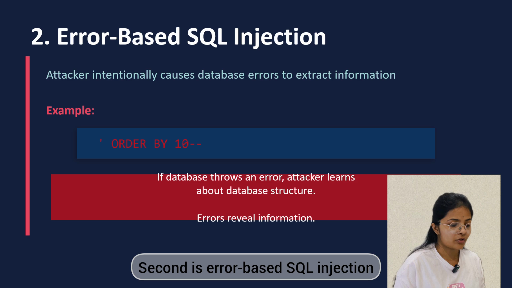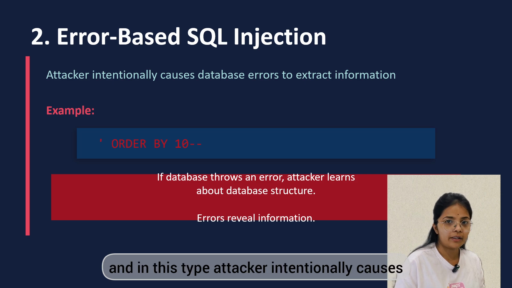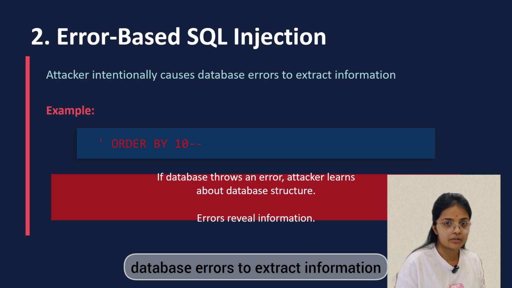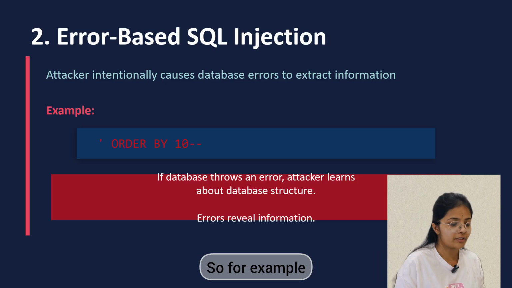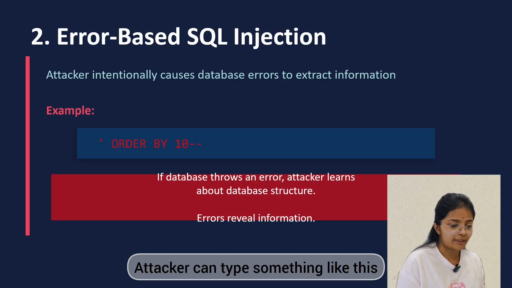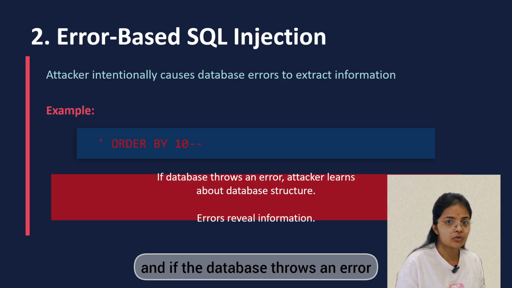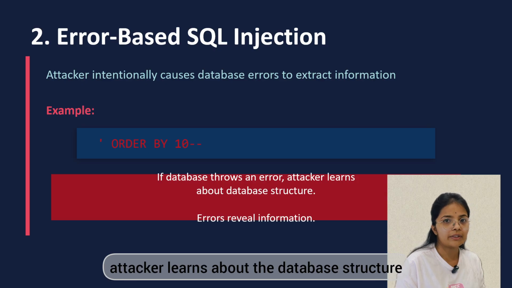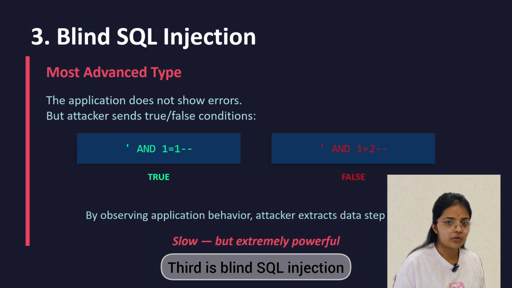Second is error-based SQL injection, and in this type the attacker intentionally causes database errors to extract information. For example, an attacker can type something like this, and if the database throws an error, the attacker learns about the database structure. Third is blind SQL injection, and this is more advanced.